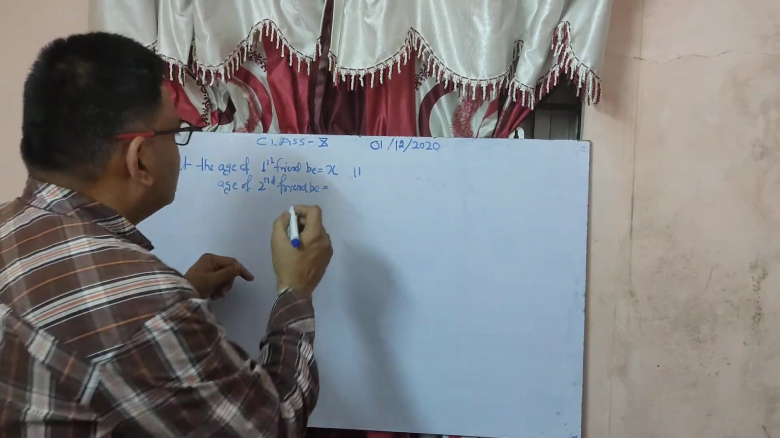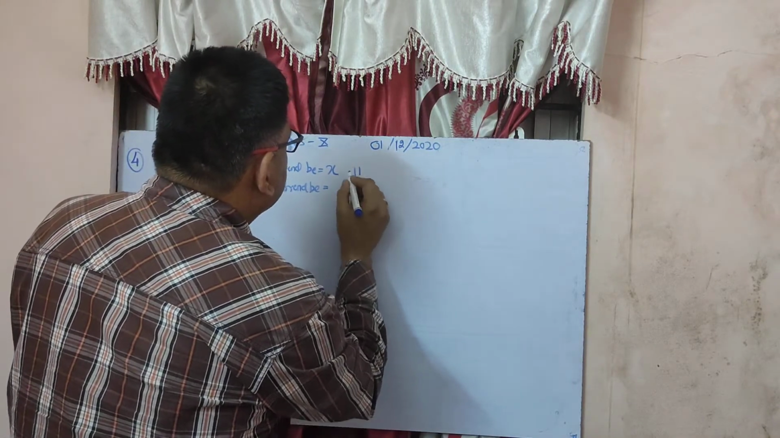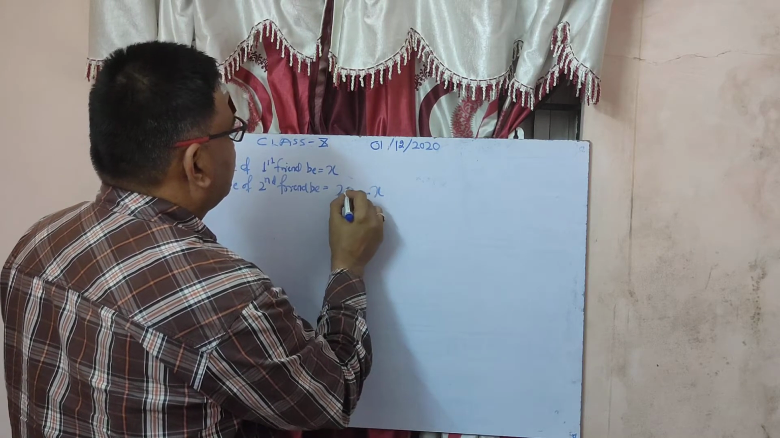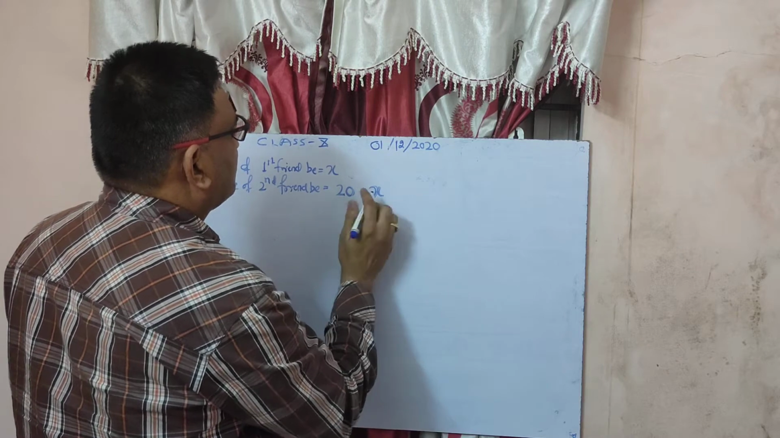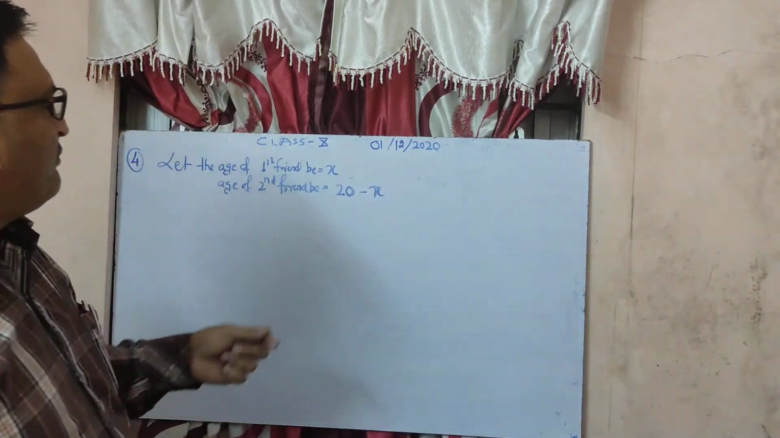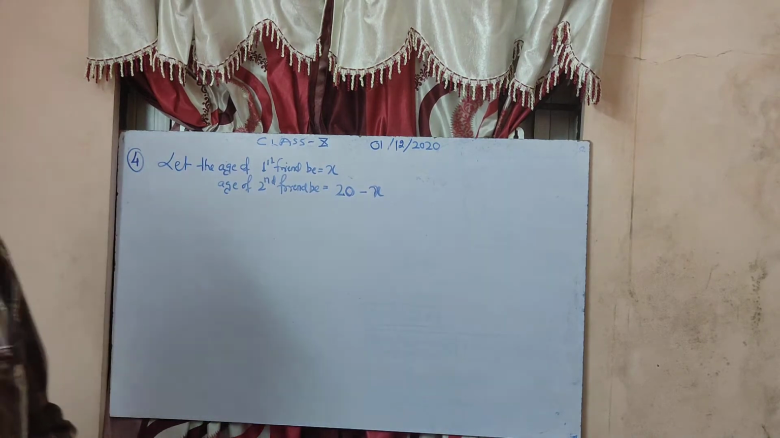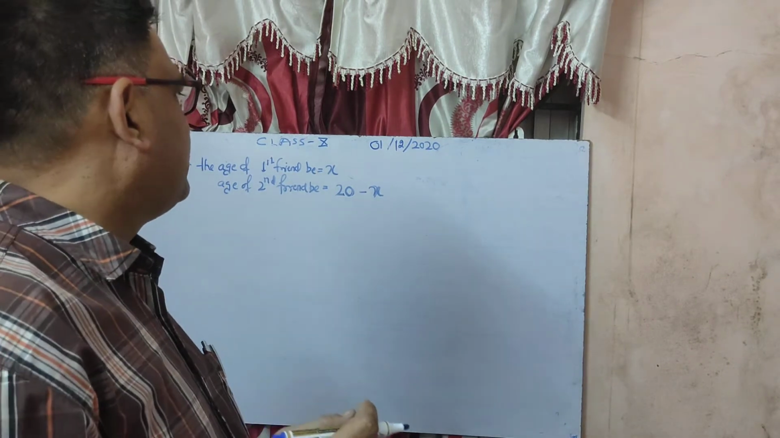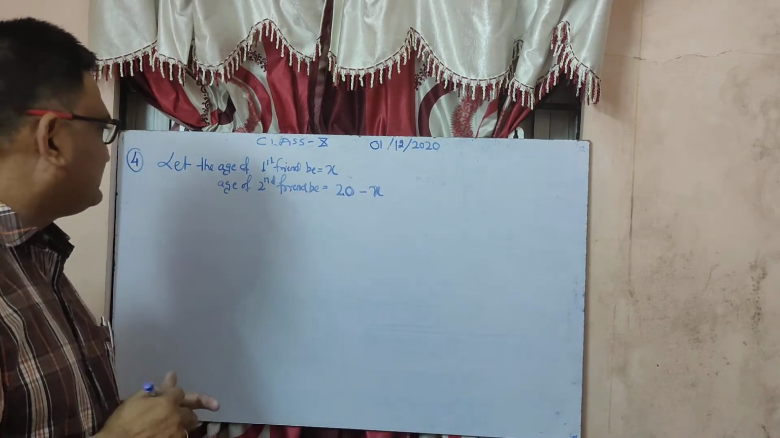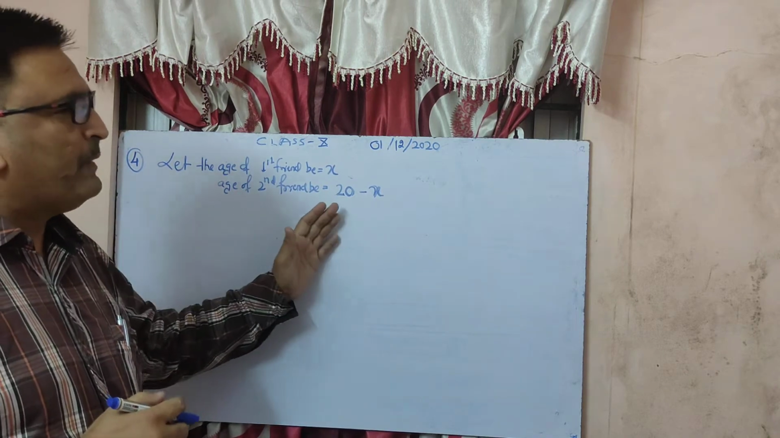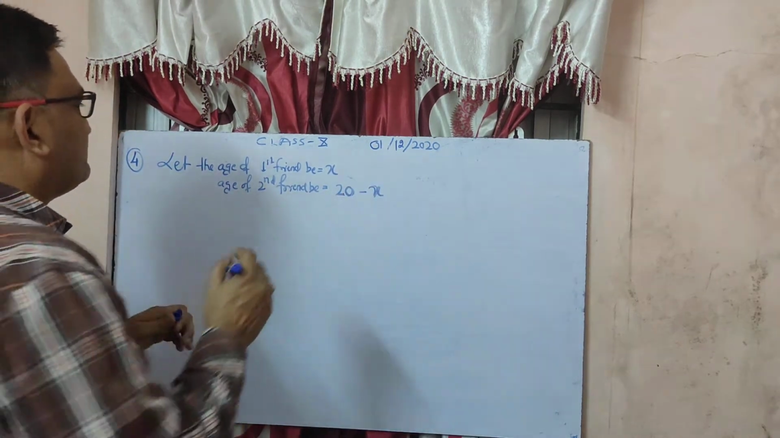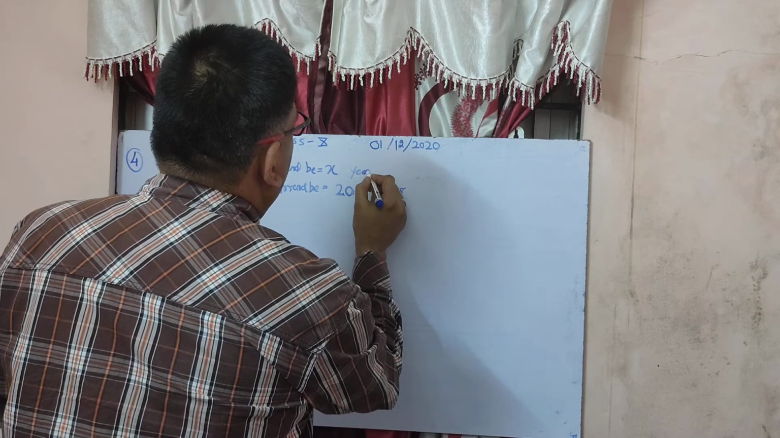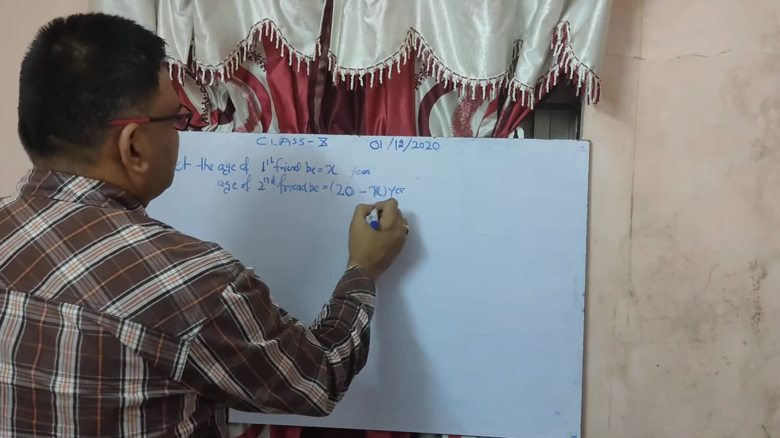So how did you do it? 20 minus this 11. So in place of 11, what are we writing? x. That is how words can be written in the form of equations and expressions. The words will be converted into an expression. So the age of the first friend will be x, and the age of the second friend will be 20 minus x. This is also in years. Now this is 20 minus x.